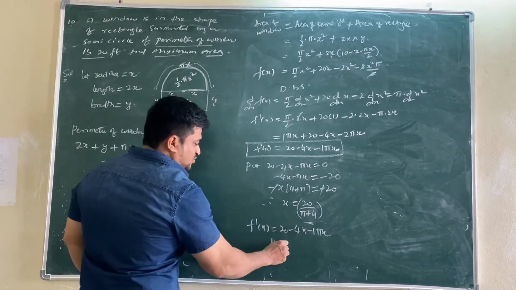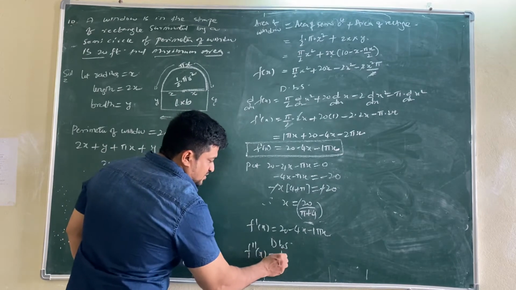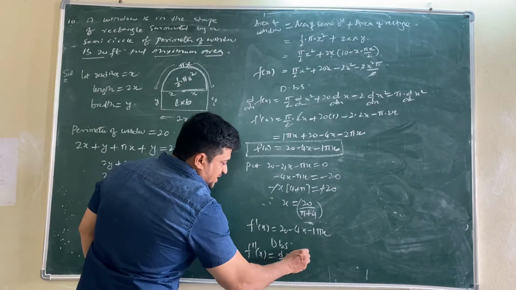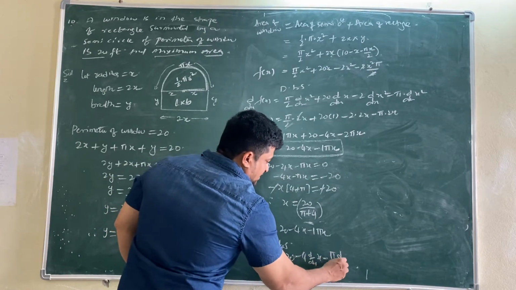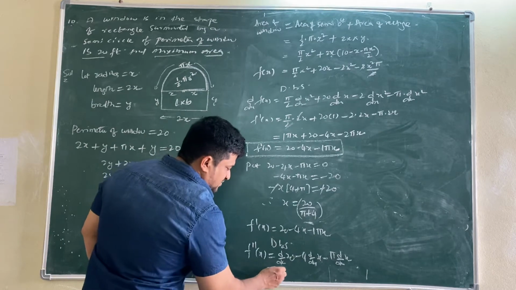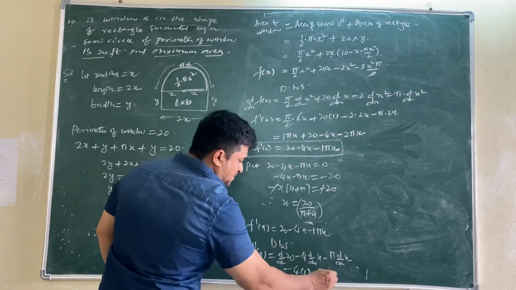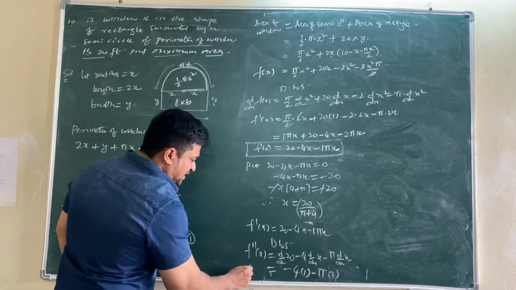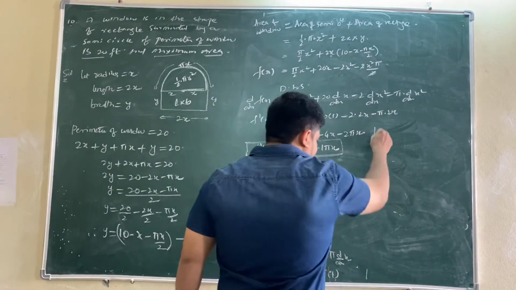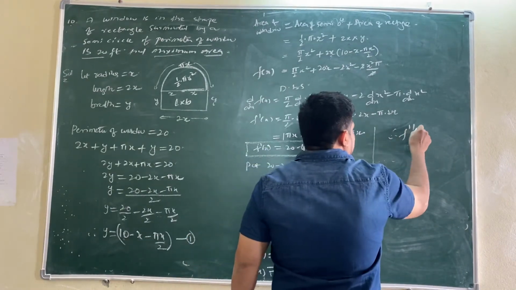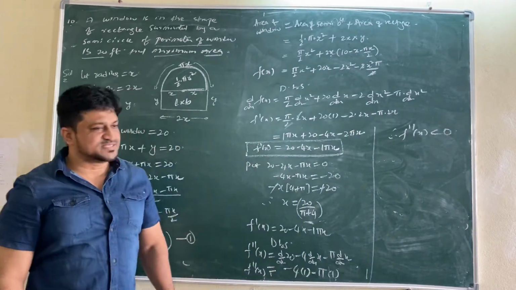Now, differentiating both sides, what will we get? f double dash of x equals d by dx of 20 minus 4 into d by dx of x minus pi into d by dx of x. So this will be 0 minus 4 into 1 minus pi into 1. Is there any x in f double dash of x? No, there is no x, so we can write directly. Therefore, f double dash of x is less than 0. Both are negative, na?